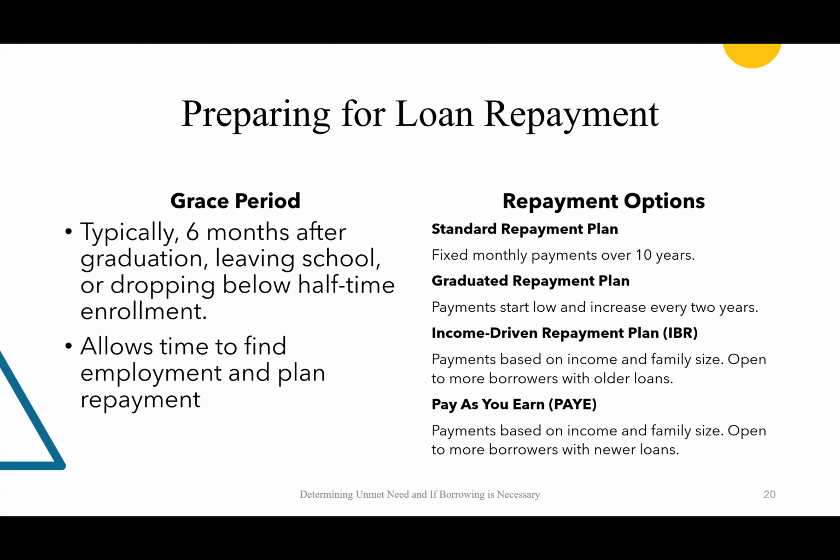Next is the income-driven repayment plan, or IBR. Payments are based on your income and family size. This is open to more borrowers with typically older loans. And the Pay As You Earn repayment option is also based on income and family size and is open to borrowers with those newer loans.